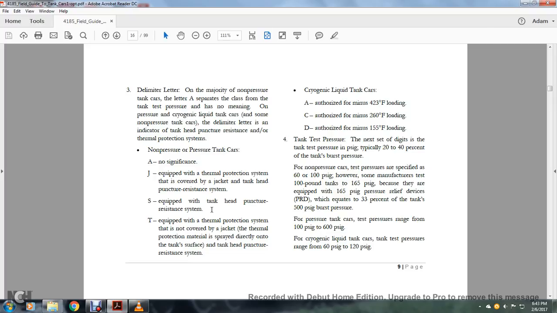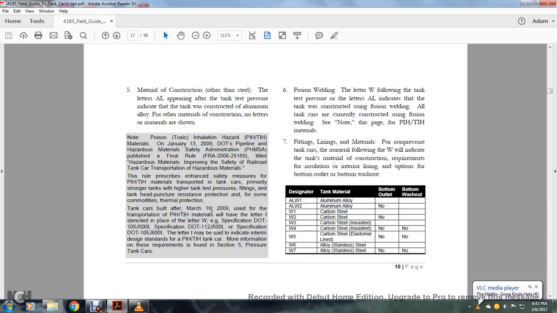For the pressure tanks, the test pressure ranges from 100 PSIG to 600 PSIG. The cryogenic liquid tank car tank test pressure ranges from 60 PSIG to 120 PSIG. Alright, material construction other than steel. The letters AL appear after the tank pressure, indicating the tank is constructed with aluminum alloy. For other material construction, no letters or numerals are shown.